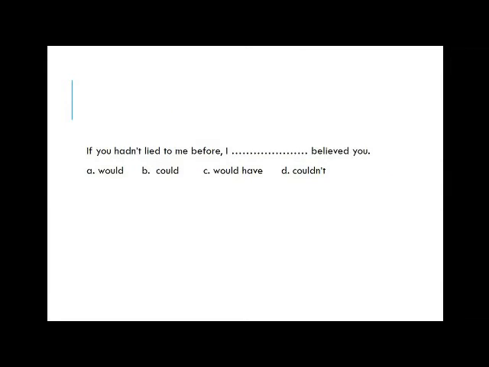You're going to do that with this second question. This is another question in which a part is given and you have to complete the second part. If you hadn't lied to me before, I dash believed you. A would, B could, C would have, and D couldn't. So you are going to study the question the way we did with the first example and find out which part is missing, then get the missing part among the options, and then complete the exercise.